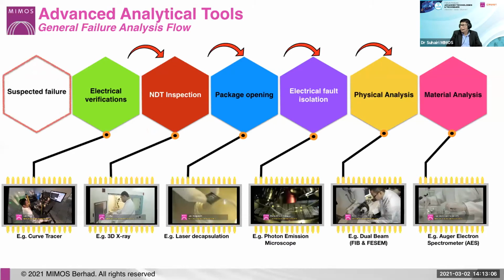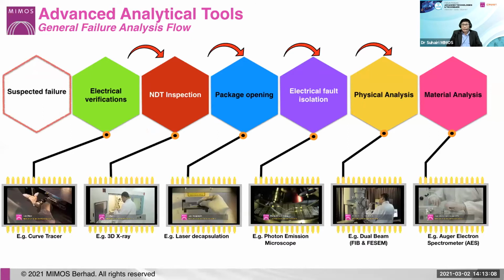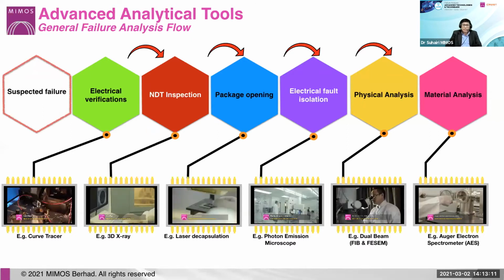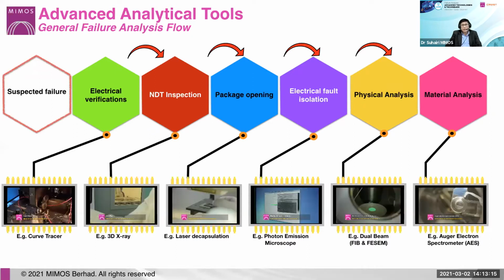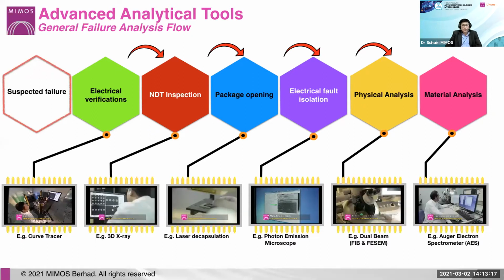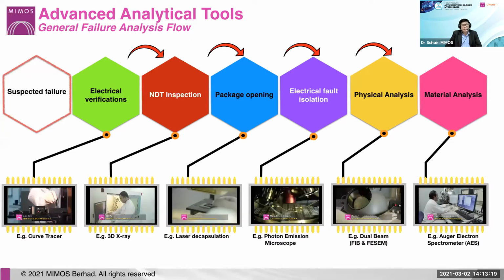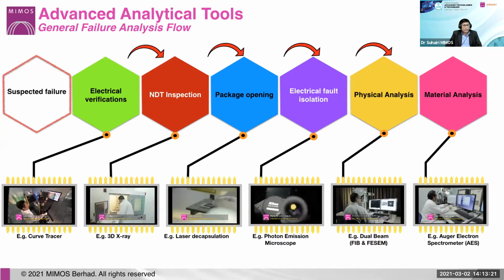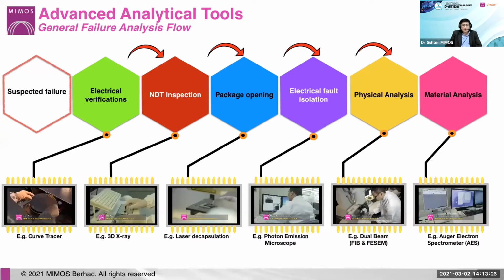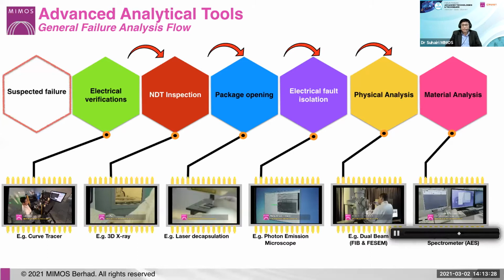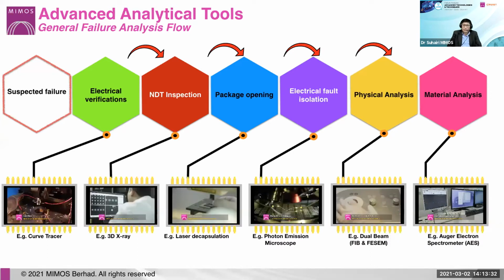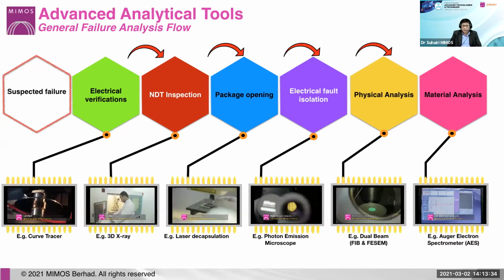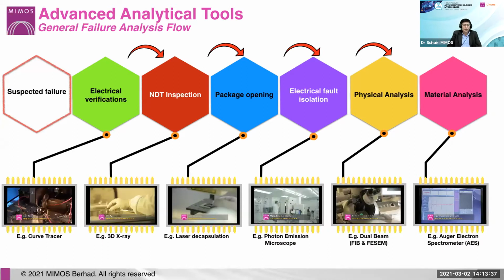Here in MIMOS, we adopt a process flow with steps that require us to always consult our customer to ensure their requirements are met at every stage of the FA flow. In general, there are three types of processes that require different categories of equipment, which are electrical failure analysis, physical failure analysis, and material failure analysis. And at each step, there are multiple techniques that can be adopted for the respective analysis.